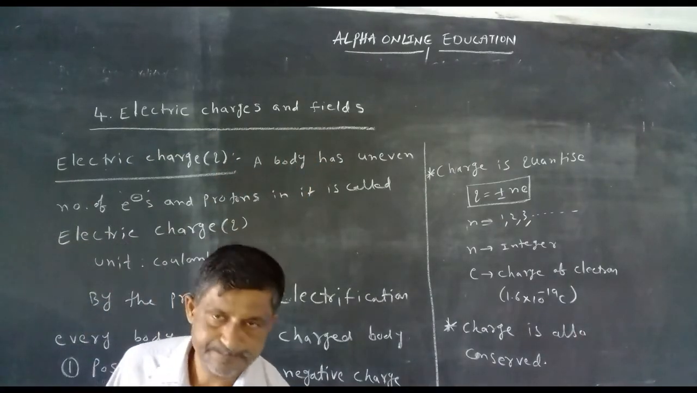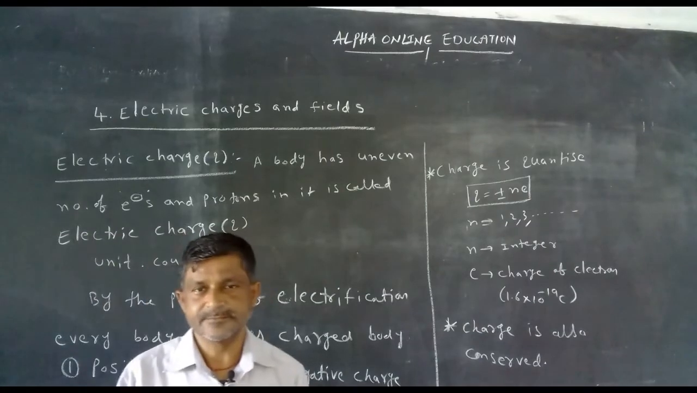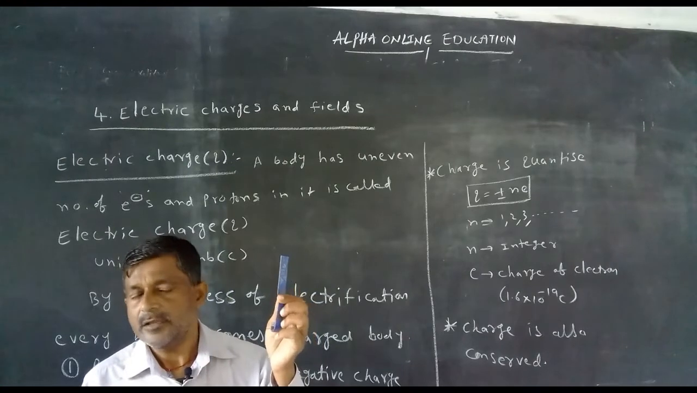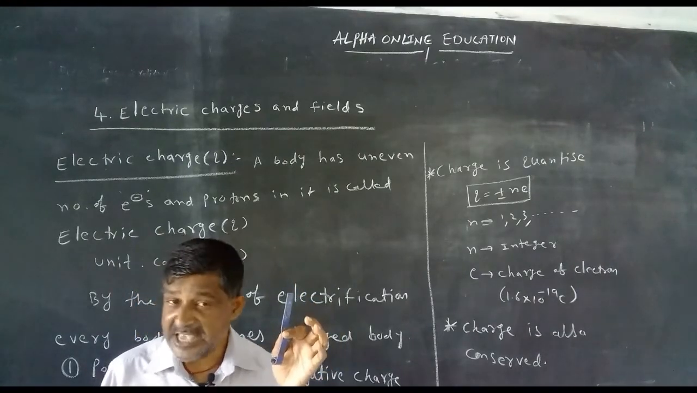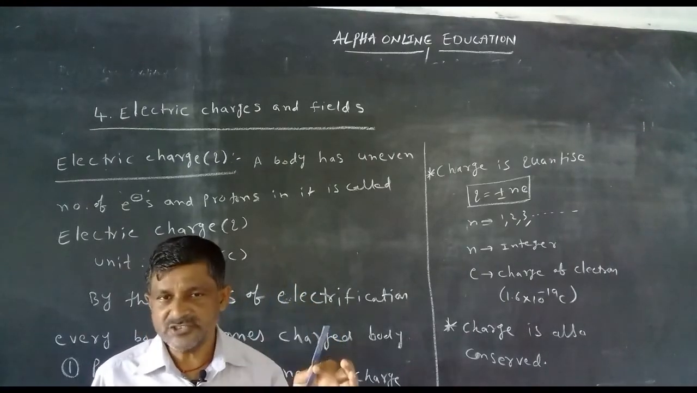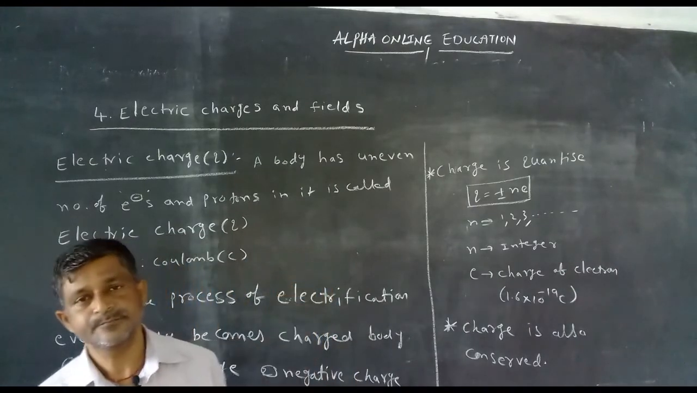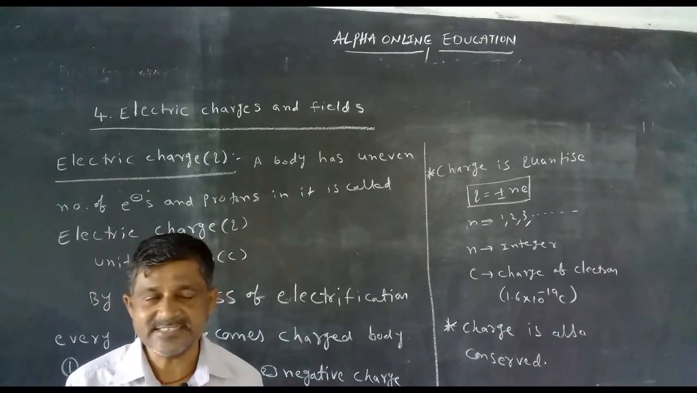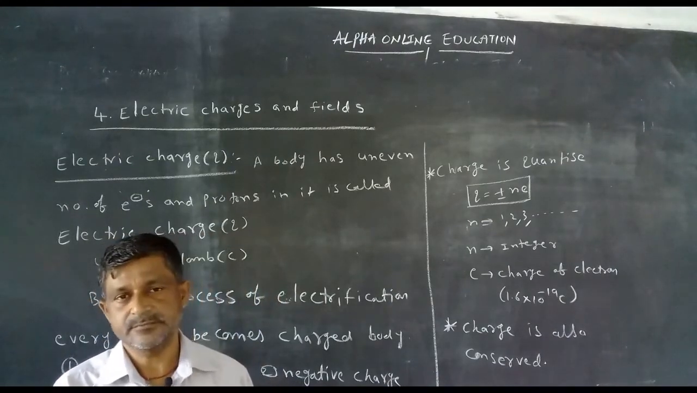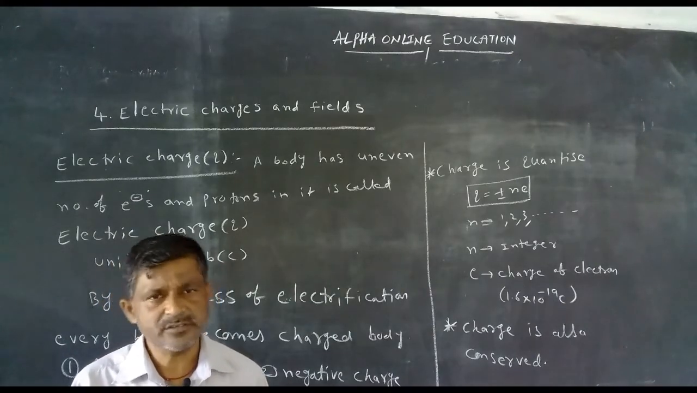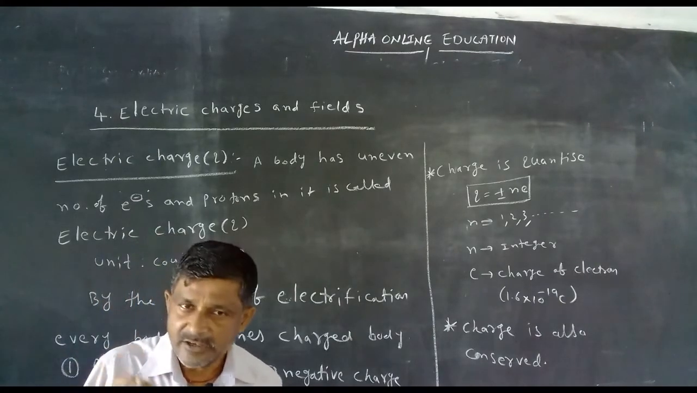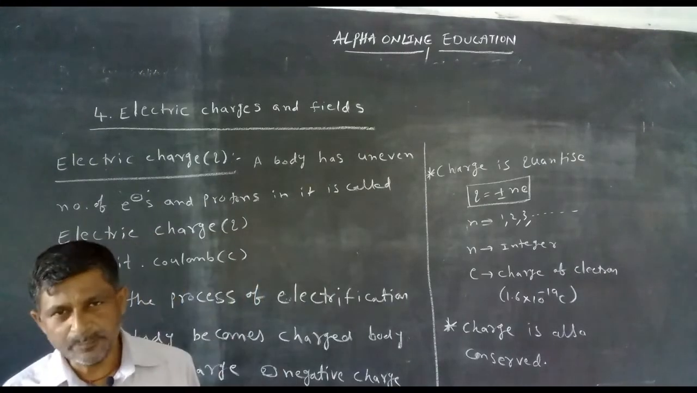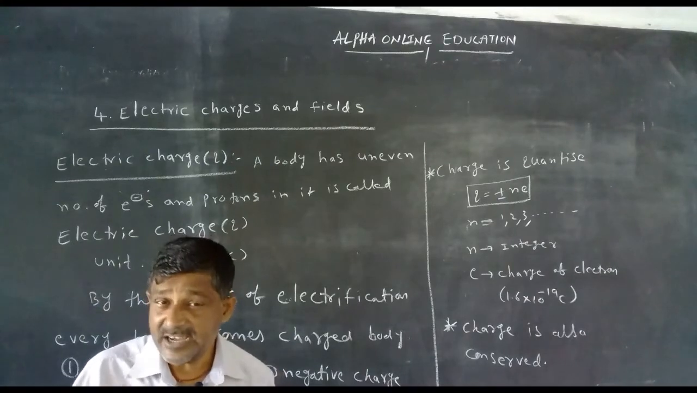Now let us see. Any object has the same number of electrons and protons in it, so that object is called an uncharged object. Why is it called an uncharged object? It has the same number of electrons and protons. Electrons are negative charge, protons are positive charge. That's why it is an uncharged object.